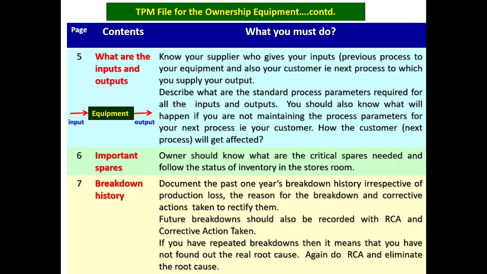Document the past 1 year's breakdown history irrespective of production loss, the reason for the breakdown and corrective actions taken to rectify them. Future breakdowns should also be recorded with RCA, that is root cause analysis, and corrective action taken. If you have repeated breakdowns, then it means you have not found out the real root cause. Again, do RCA and eliminate the root cause. Seek external help if required.